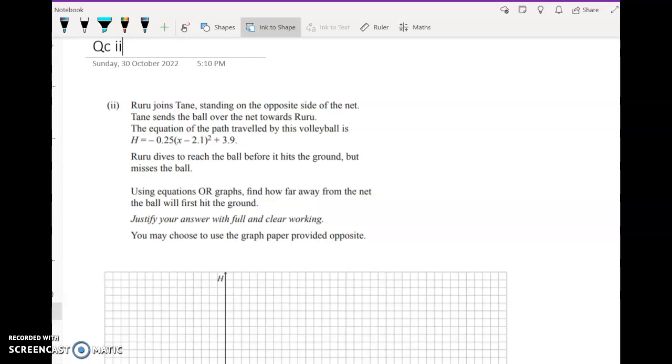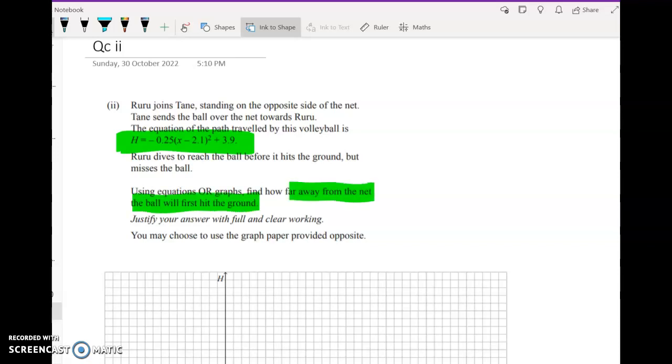So this time we've got Ruru joins Tane standing on the opposite side of the net. Tane sends the ball over the net towards Ruru. The equation of the path travelled by this volleyball is given to us this time. Look, it's given to us and it's in vertex form. Okay. Ruru dives to reach the ball before it hits the ground but misses the ball. So find out how far away from the net the ball will first hit the ground.